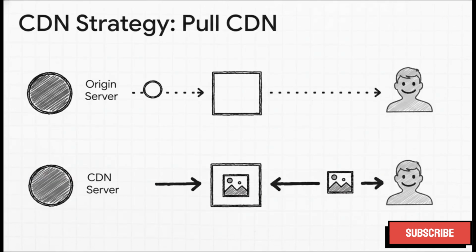And we'll use a specific kind called a pull CDN, which is super efficient. Here's how it works. The very first time someone in a region asks for a photo, the CDN reaches back to our main storage, pulls a copy, and saves it locally. From that moment on, anyone else in that region who wants that same photo gets it instantly from that local cache. It's this awesome self-optimizing system that automatically figures out what's popular and keeps it close to the people who want it.